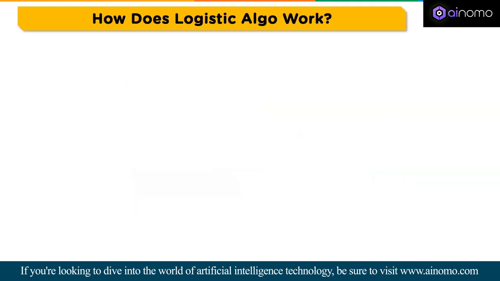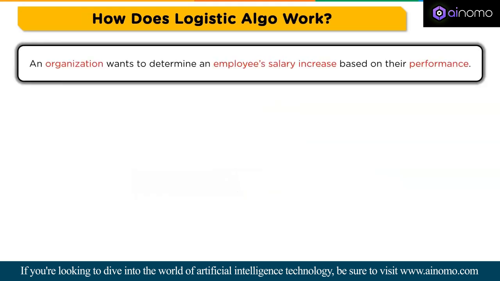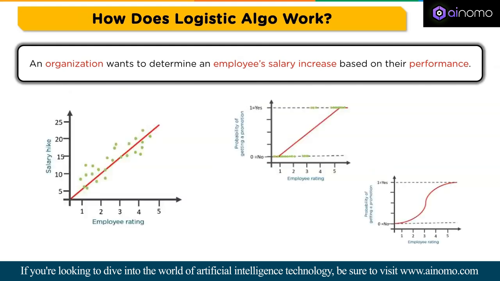Now moving forward, let's see how a logistic regression algorithm works. Let's take an example. An organization wants to determine an employee's salary increase based on their performance. For this purpose, a logistic regression algorithm will help them decide. Plotting a regression line by considering the employee performance as the independent variable and the salary increase as the dependent variable will make their task easier.